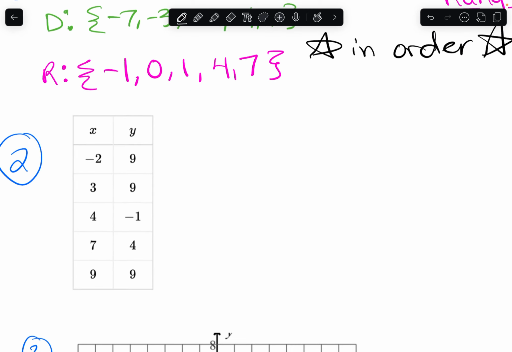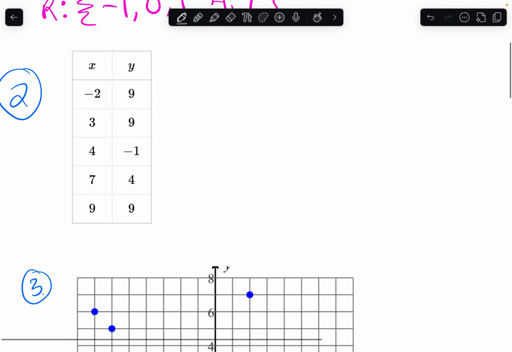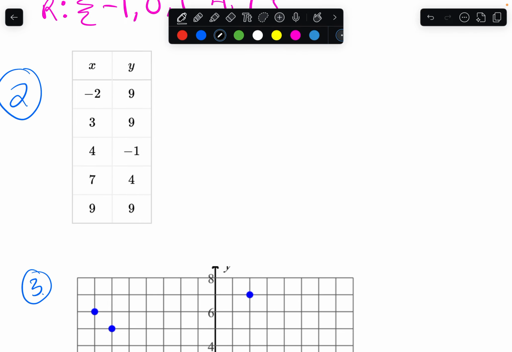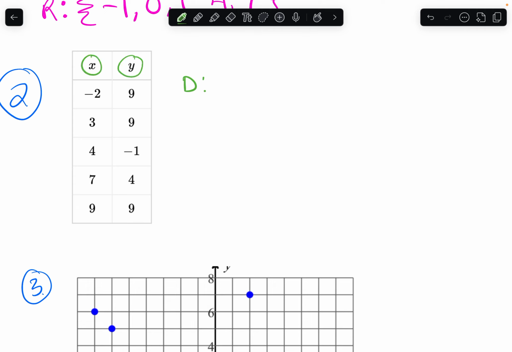From a table, like in this second one, and I picked this table for a very specific purpose, it's even easier because you're already given X and Y as your table headings. So it gets a lot simpler. But I'm going to do the same thing.